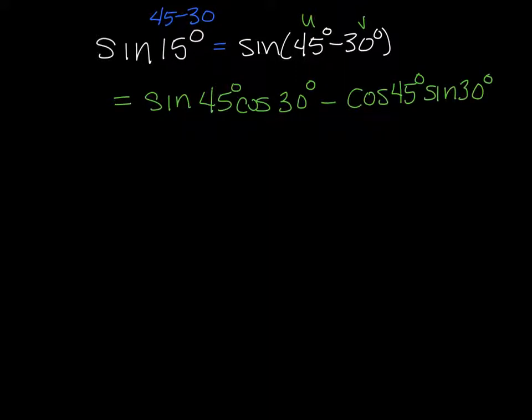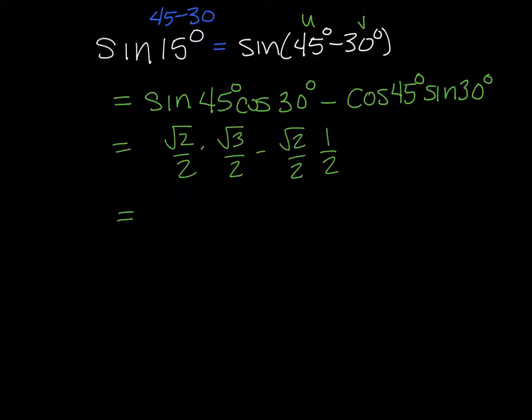Okay, now I want to point out, we don't take this minus and put it anywhere. We used this minus to pick the right formula. The formula had a minus in it, and then we copied the formula exactly, and notice it had a minus right there. Okay, then we go ahead and find out sine of 45 degrees is root 2 over 2. Cosine of 30 degrees is root 3 over 2. Minus the cosine of 45 degrees is root 2 over 2, and the sine of 30 degrees is 1/2.